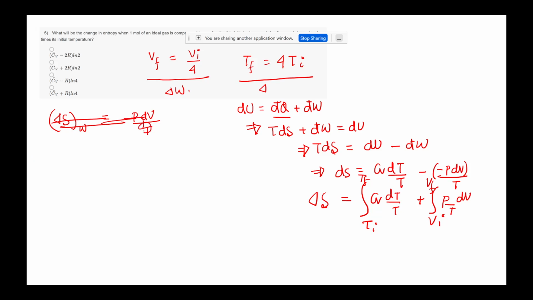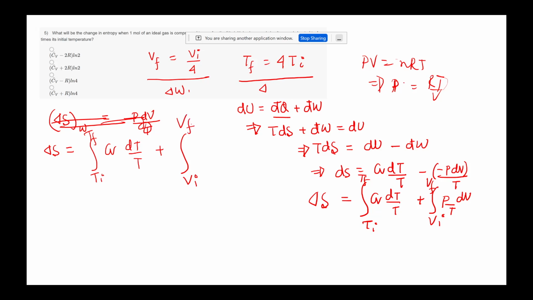Now delta S will be the integral from Ti to Tf of Cv dT by T plus, now P is RT by V. For the ideal gas equation we know PV is equal to nRT, so n is equal to 1, so P is equal to RT by V. So the T will cancel out, and this will be the integral from Vi to Vf of R dV by V. Now after doing the calculations we know this will be Cv ln Tf by Ti plus R ln Vf by Vi.